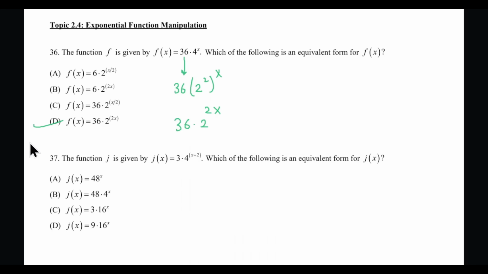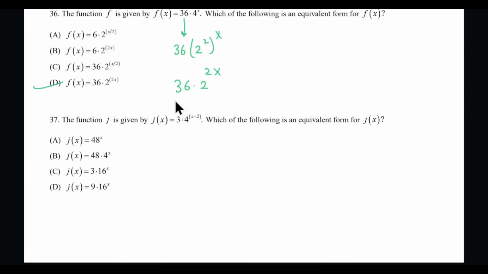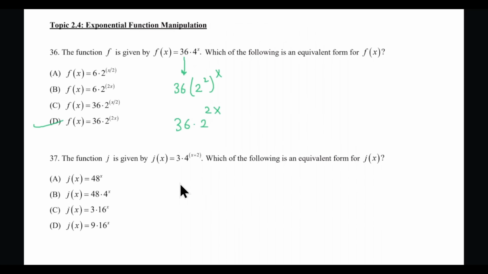36 is D. The function j is given by this, which of the following is an equivalent form? So this will look like 3 times 4 to the x plus 2, which is 4 to the x times 4 square. 3 times 4 to the x times 4 square, and 4 square is 16. And 16 times 3 is 48. So 48 times 4 to the x, which is definitely option B.